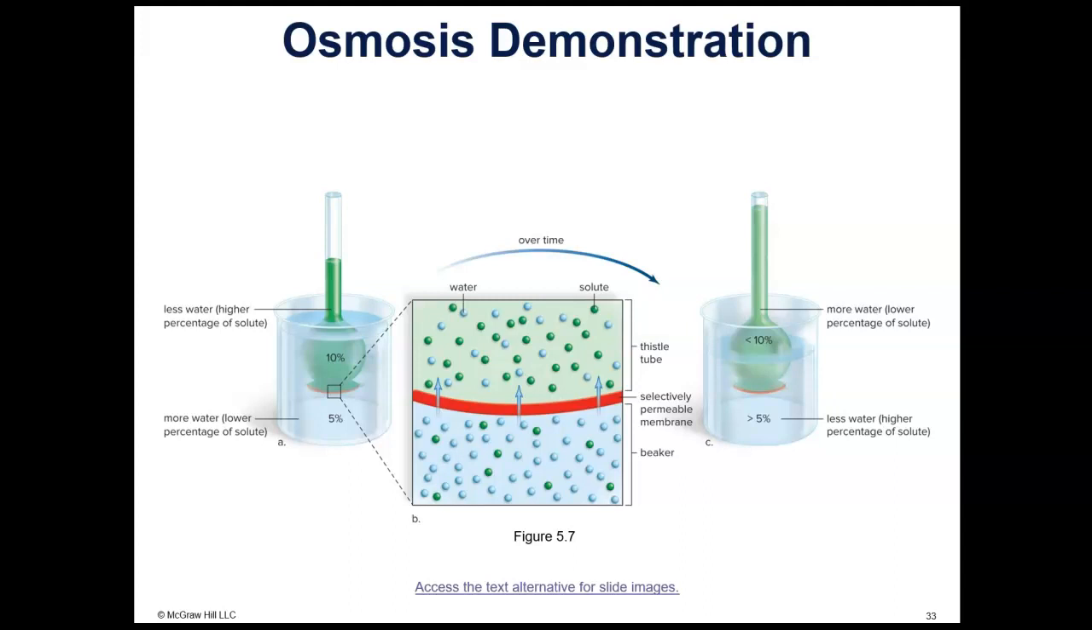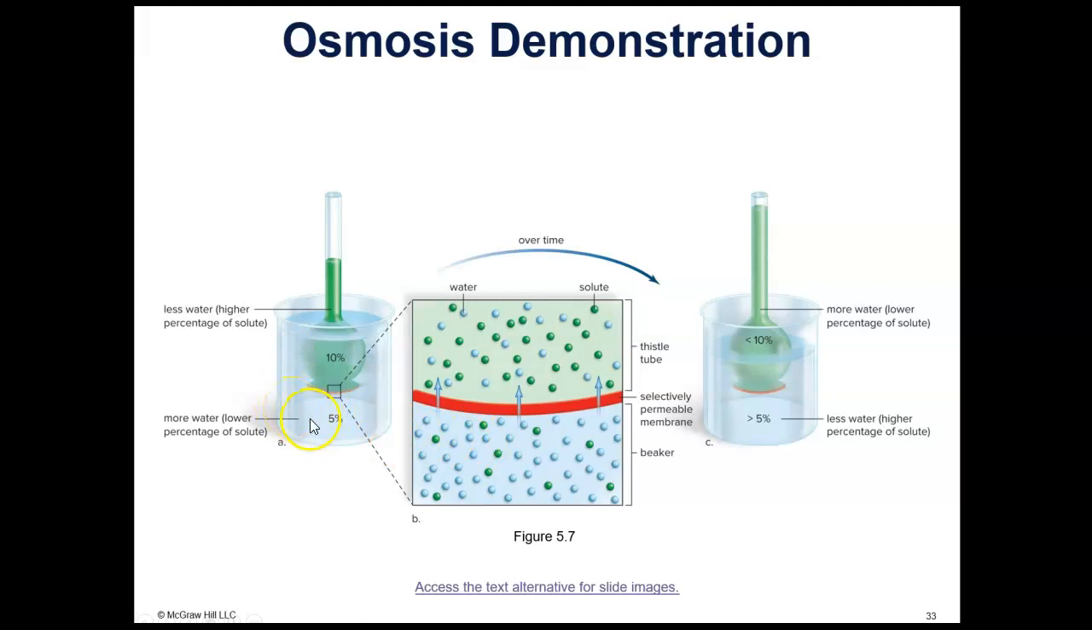So if you have a solution, for example, that's 10% salt, and we're using a thistle tube here. This is called a thistle tube, in a beaker of water, and this red membrane represents the plasma membrane. It's permeable to water, so it allows water to move across, but it does not allow the salt that's dissolved in the water to move across. So if you have a 10% salt solution in the tube and a 5% salt solution outside the tube, there's a higher concentration of water in the beaker.